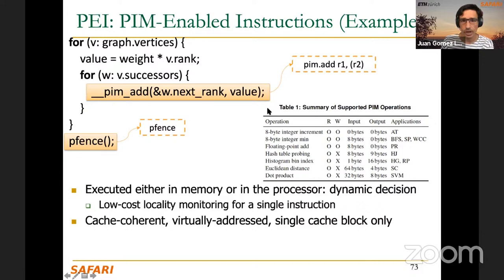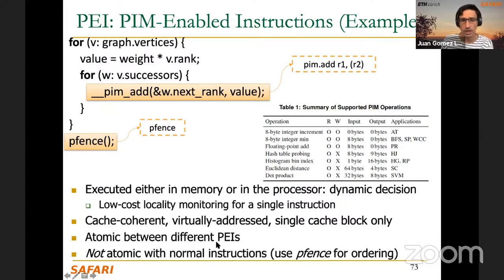These PIM-enabled instructions are executed either in memory or the processor. Recall that I mentioned the key idea of doing a dynamic, intelligent offloading depending on where the data resides. This proposal is cache coherent, virtually addressed, and it's atomic between different PEIs, but it's not atomic with normal instructions. And what does this mean?